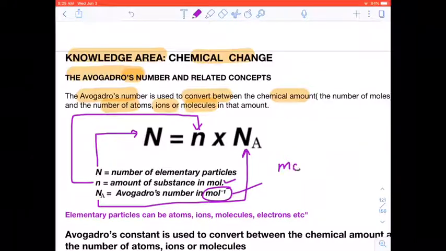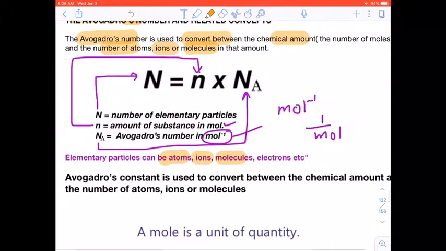Which is the same as 1 upon mole. Per mole, something per mole. What per mole? It could be atoms per mole, ions per mole, molecules per mole, or electrons per mole, or any other entity that we want per mole.